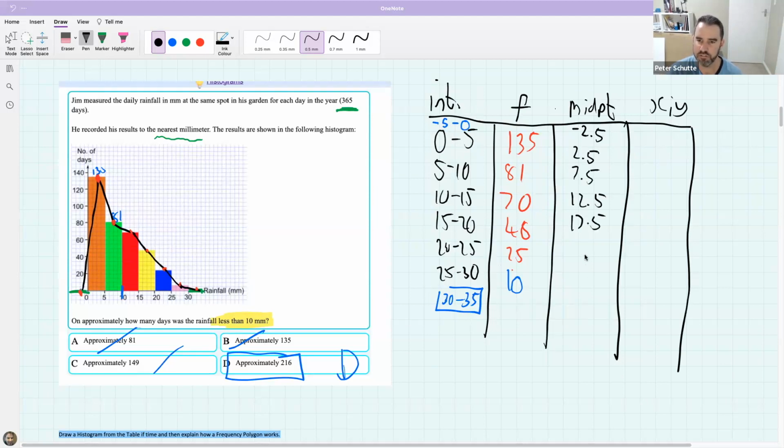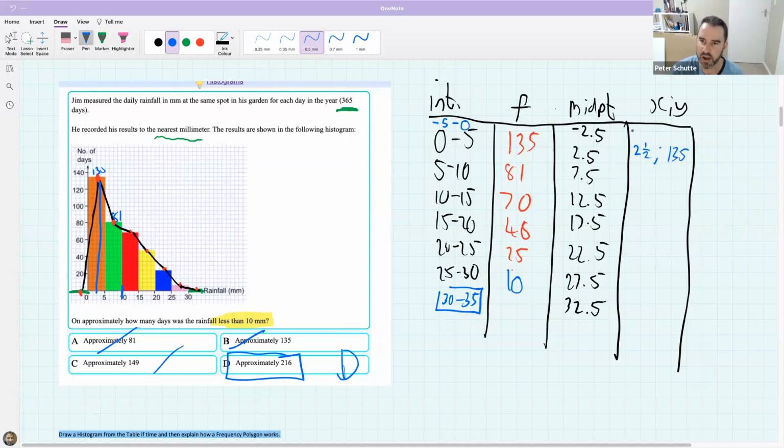That's going to be 17.5, 22.5, 27.5. And then what is the last one going to be? It's going to be 32.5. Now, if you imagine what are the points on my frequency polygon, well, if you imagine this point over here, what are its coordinates going to be? Well, it's halfway between 0 and 5. So halfway between 0 and 5 would just have an x coordinate of 2.5, and its y coordinate is going to be whatever the frequency was. So that's 135.